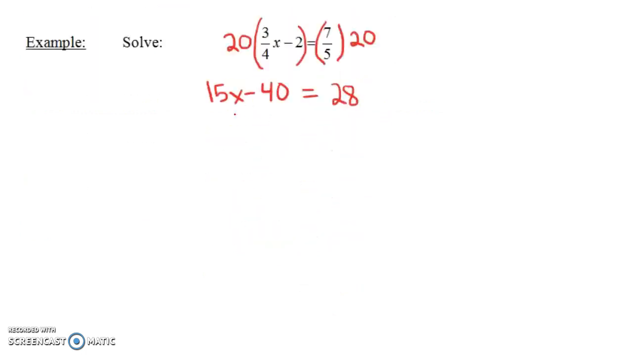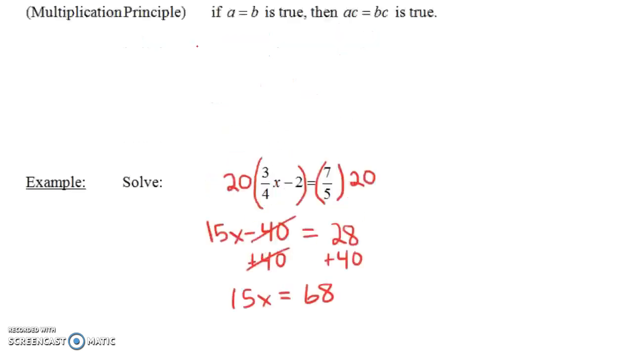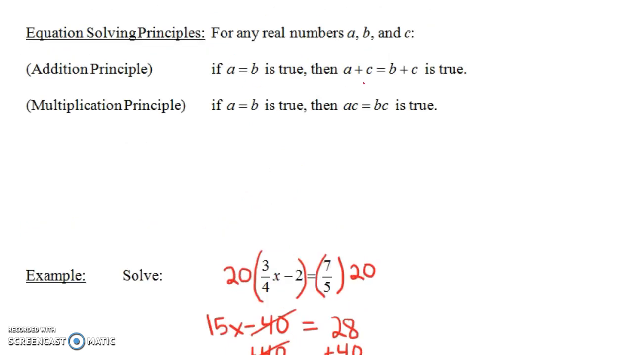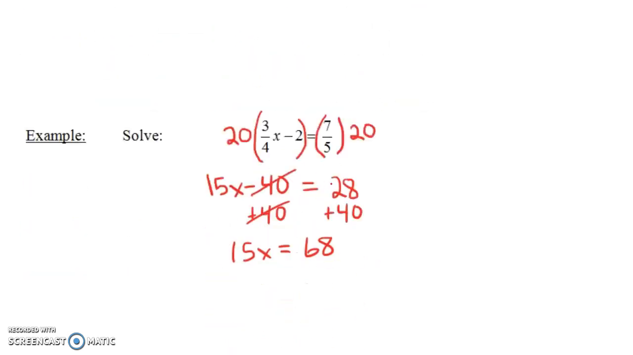Now this is the type of thing, once we have 15x minus 40 equals 28, that you probably already know how to do to solve this. We can add 40 to both sides. Now again, why is it okay to add 40 to both sides? Well, the reason is because of the addition principle. Right? If a equals b is true, then a plus c equals b plus c. So our c here that we're adding to both sides is really the 40. Okay, so we have two sides that are equal to each other.